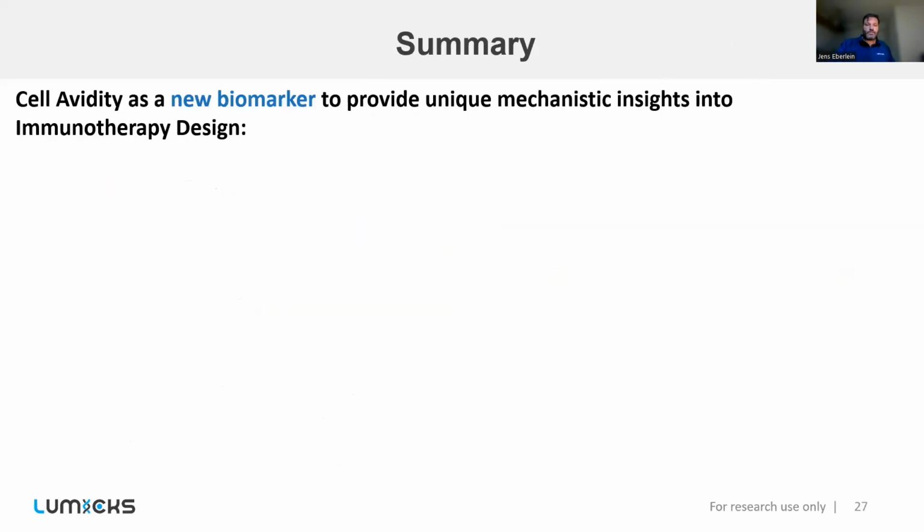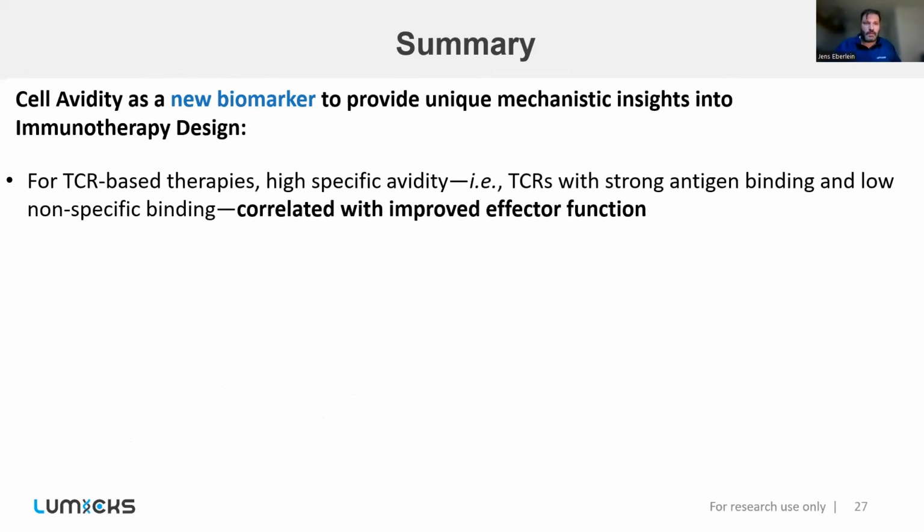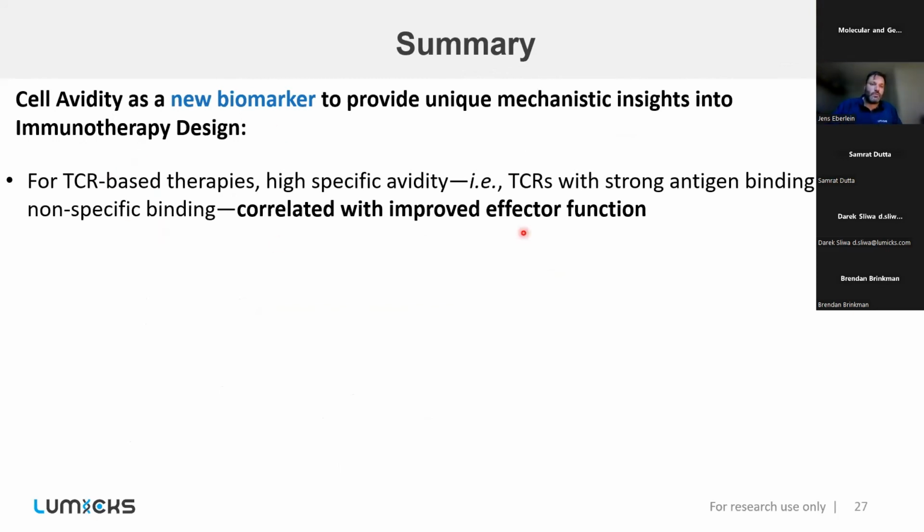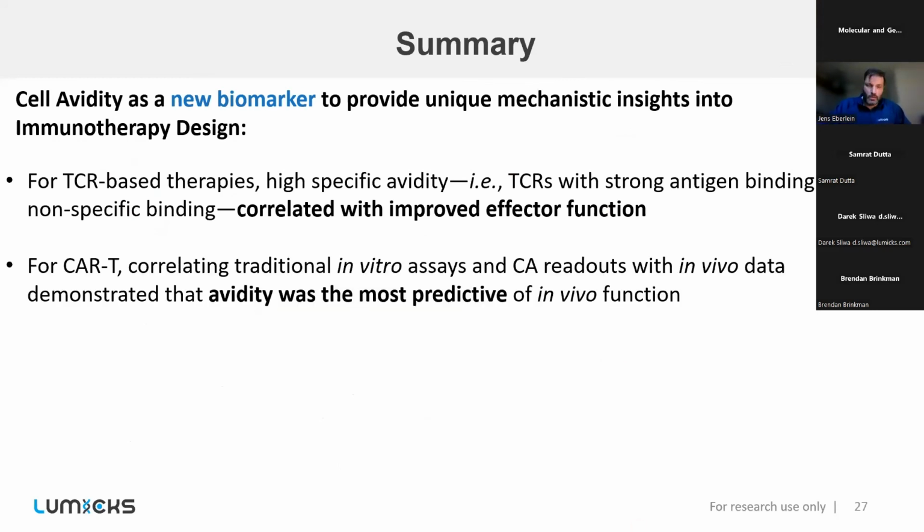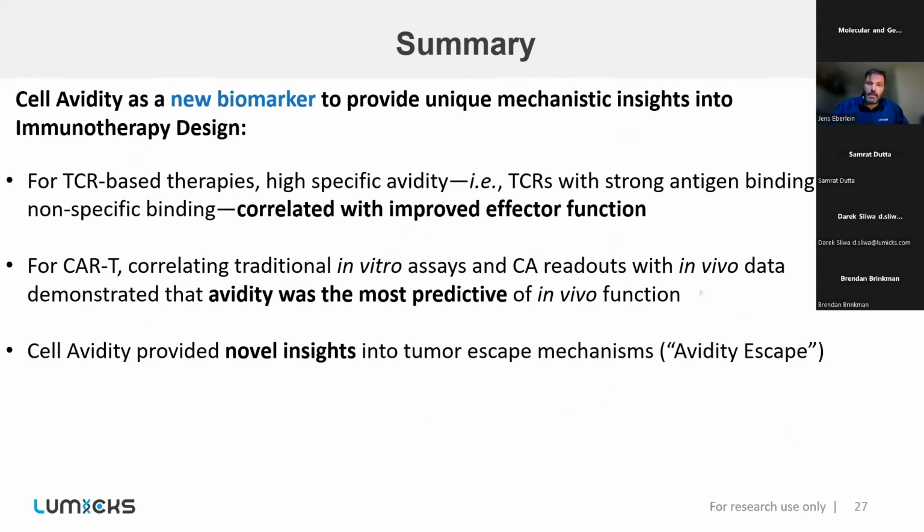Okay. So just a quick summary here. Cell avidity, I hope can convince you here, is the new biomarker to provide unique and mechanistic insights into immunotherapy design. So we've looked at a TCR-based example where avidity correlated with the effector function. We are looking at also correlation was better compared to conventional assays like interferon gamma and killing, and was the most predictive of in vivo function. And also, cell avidity measurements were used to provide novel insights into tumor escape mechanisms and led to the term avidity escape.